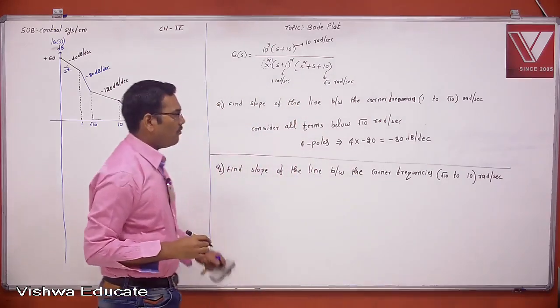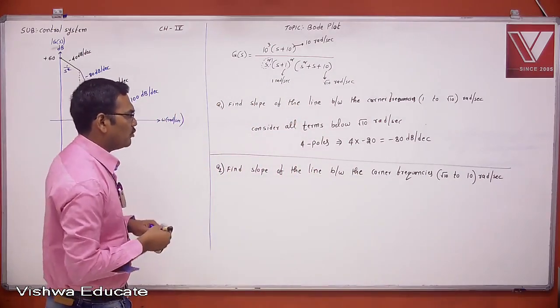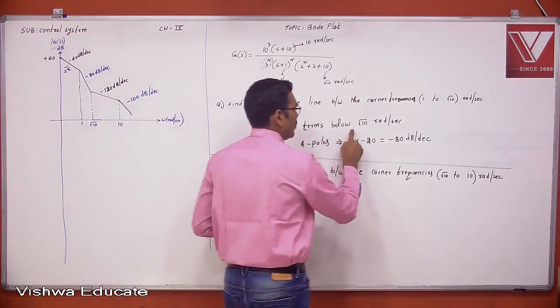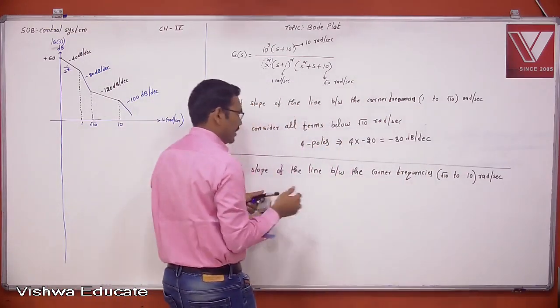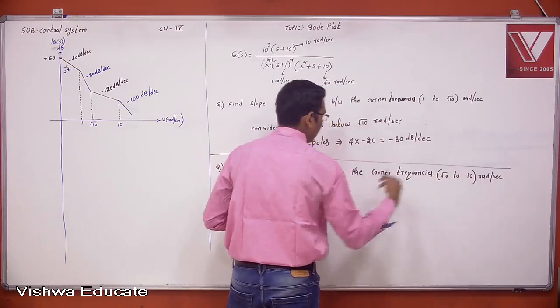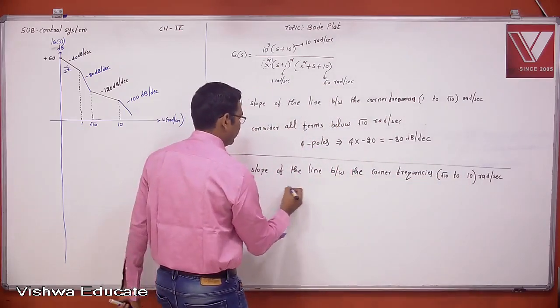Now find the slope of the line between the corner frequencies root 10 to 10. Same procedure. Consider all terms less than 10 radians per second, because which is the highest one? 10. Consider all terms less than 10.